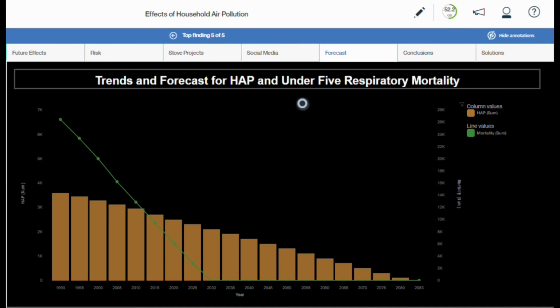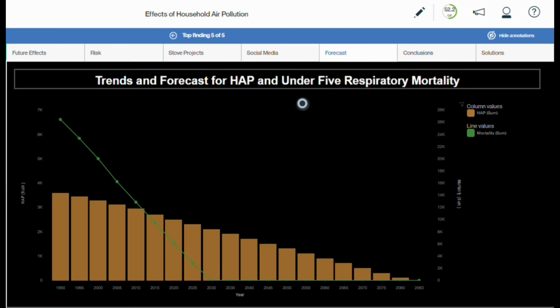Trends and forecasts. The trend for HAP and under 5 mortality is in decline. The United Nations created a millennium goal to eradicate under 5 mortality by 2030. However, International Energy Agency and World Health Organization contend that the outlook will change little by 2030 based upon an expected increase in population for developing nations.